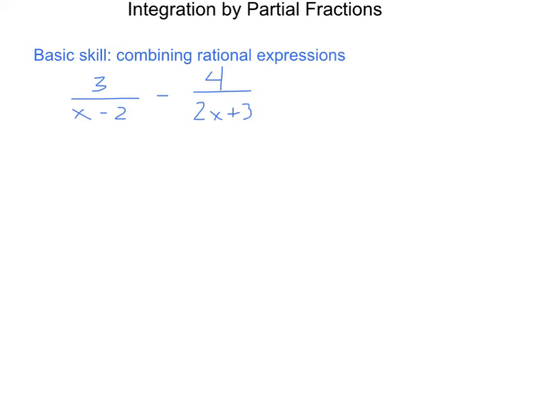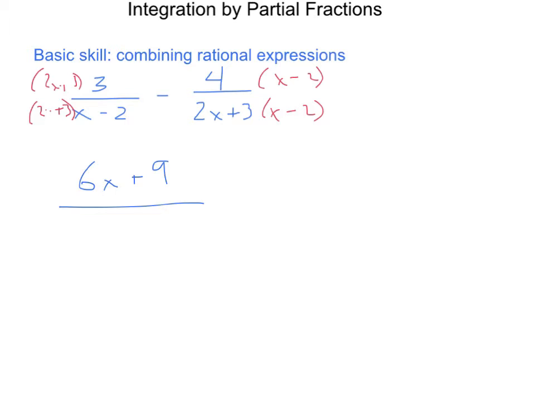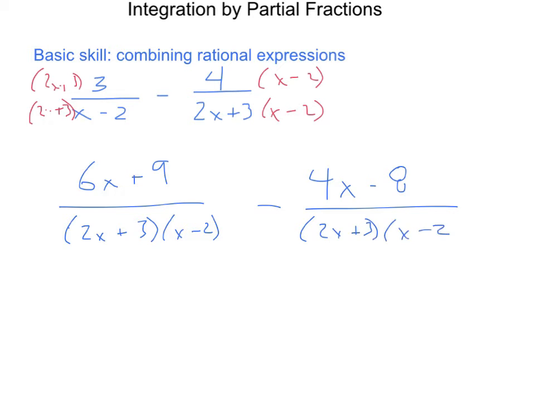So if you were to multiply this one over here by x minus 2 on the top and the bottom, and multiply this one over here by 2x plus 3 on the top and the bottom. On the left side I'd end up with 6x plus 9 over the product of those things, I'll just leave it alone, 2x plus 3 times x minus 2. And then this other one's going to have the same denominator. This is 4x plus 8. Sorry, it is minus. Sorry, minus 8 over the same thing, 2x plus 3 times x minus 2.